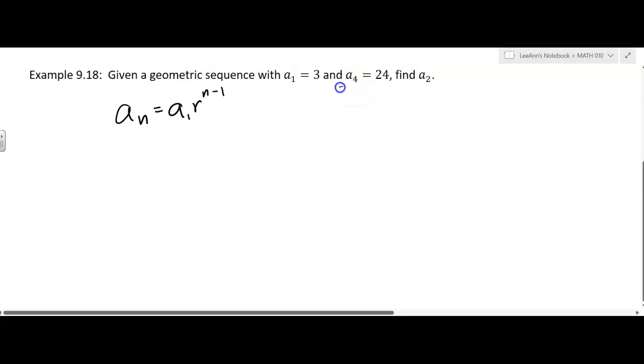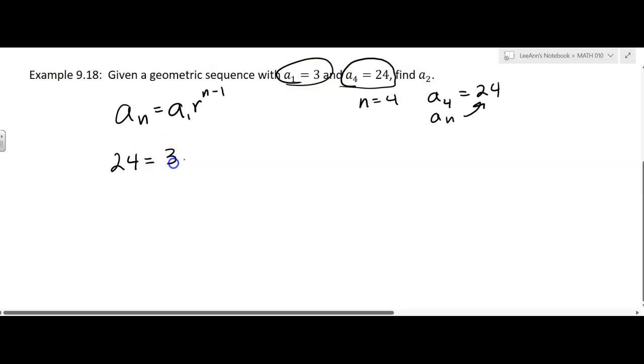Okay, and so we're going to use this to say that n is 4 and a sub 4 is 24, which means that's our a sub n. So we're going to say 24 is equal to, now a sub 1, they tell us that, 3. We don't know what r is, so we'll just have to put r. That's what we're trying to find out. And then, let's see. We've got 4 minus 1 here. Okay, so let's clean that up a little bit.